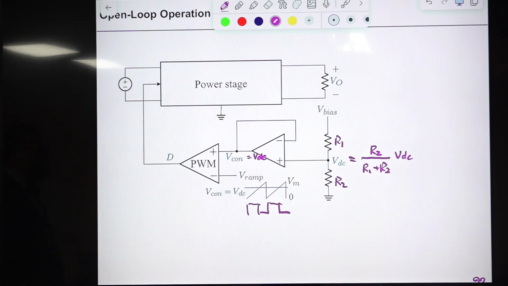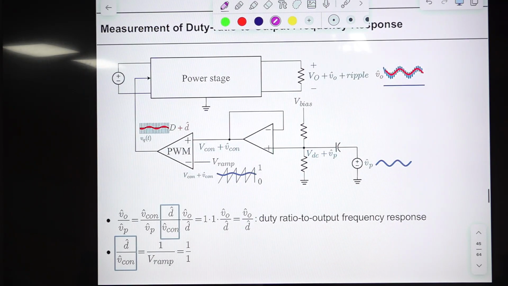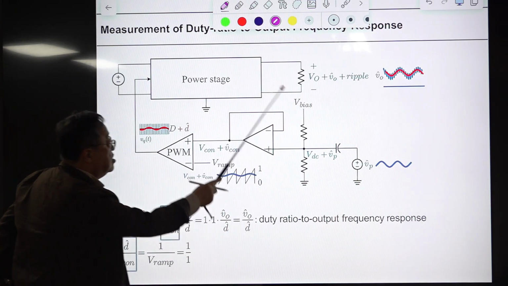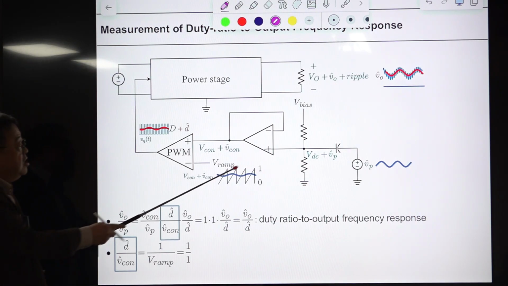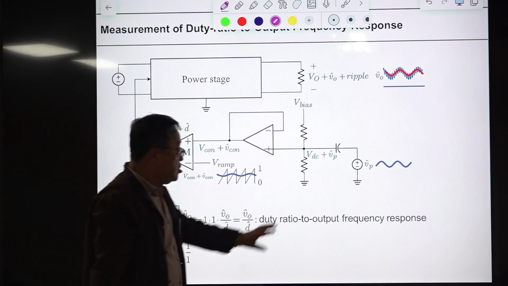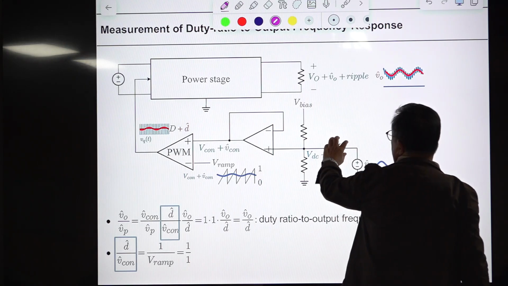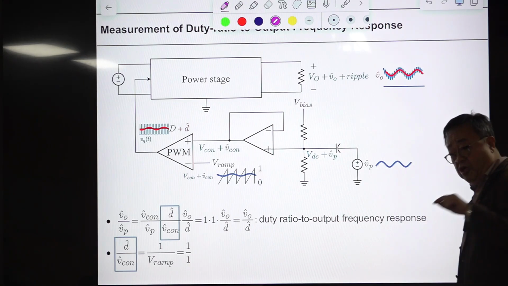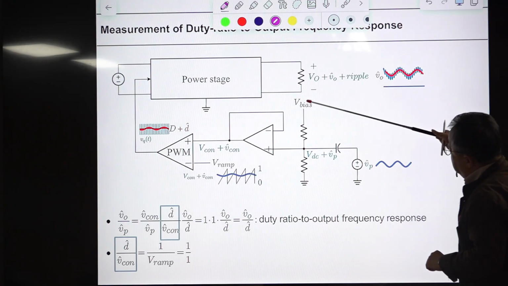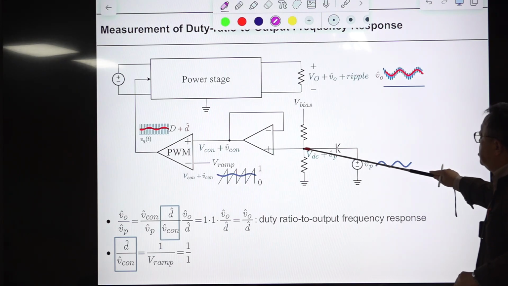Then how to introduce some disturbance, an AC signal, here? How to do that? There are many ways, but one typical way is this. Without this, it is the same as the previous case, but here we have this capacitor and this sinusoidal wave. This is high frequency. So at high frequency, with this relatively large capacitor, which is 0.1 microfarad or something like that, this is shorted. DC is open, then this voltage is VDC.